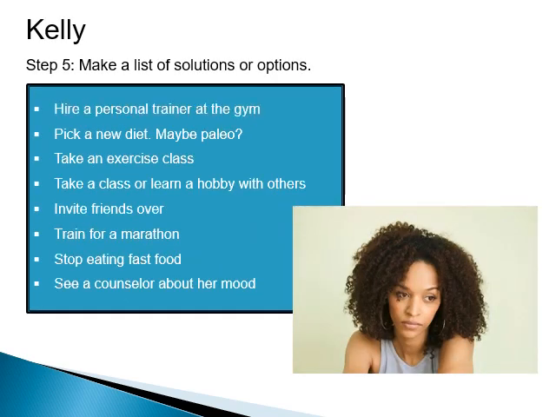Step 5. Make a list of solutions or outcomes. Kelly tried to be creative and brainstormed the following ideas. Hire a personal trainer at the gym. Pick a new diet, maybe the paleo one. Take an exercise class at a gym or fitness center. Take a class or learn a new hobby with a group. Invite her friends over. Train for a marathon. Stop eating fast food. See a counselor about her mood.